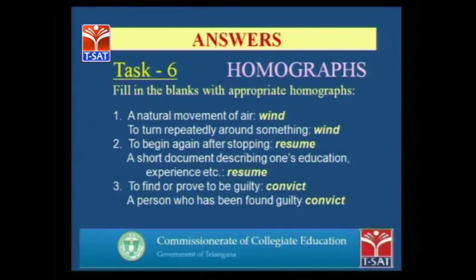And the second one, to begin again after stopping is called resume. For example, the match resumed after the rain stopped. Whereas a short document describing one's education, experience, etc., is called a resume. And to find or prove to be guilty is convict, as a verb. And a person who has been found guilty is a convict. Naim is a convict. So these are all the answers to the tasks that have been given.